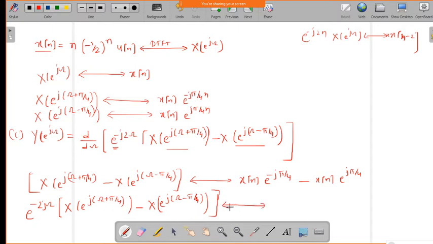The corresponding time domain signal, shifted by 2, is x of n minus 2 into e power minus j pi by 4 minus x of n minus 2 into e power j pi by 4. Okay, so now finally use the differentiation property.